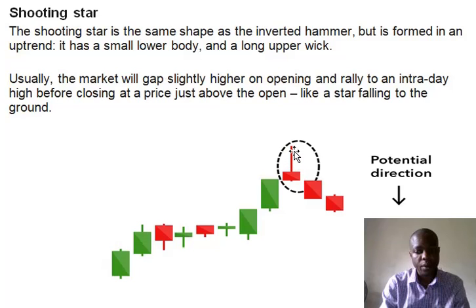This is an inverted hammer. This is a shooting star. It has a long upper wick and a short lower wick. We call it a shooting star. So as you can see now, uptrend, uptrend, uptrend, then we have the shooting star signal candle. After this shooting star candle, it signals there may be a downtrend.